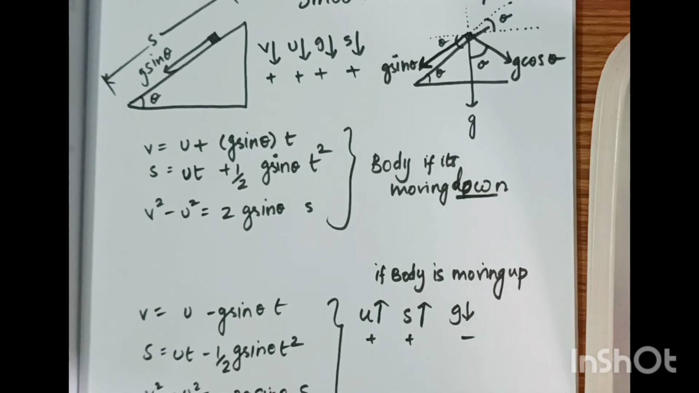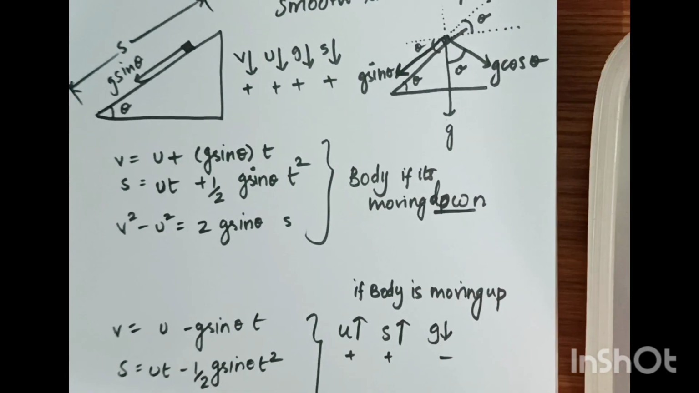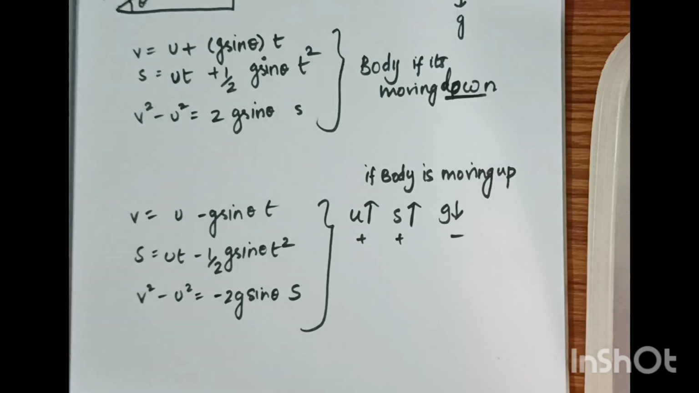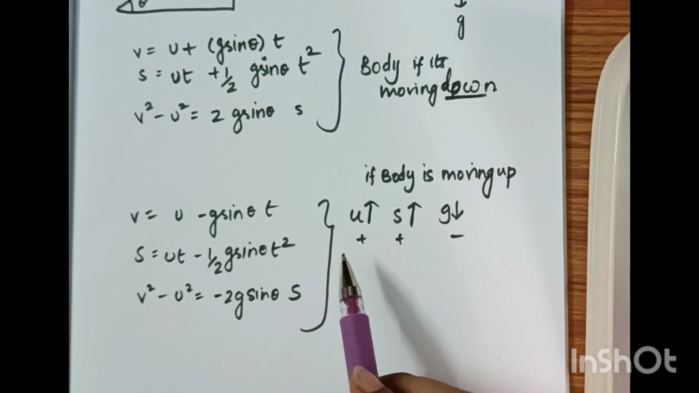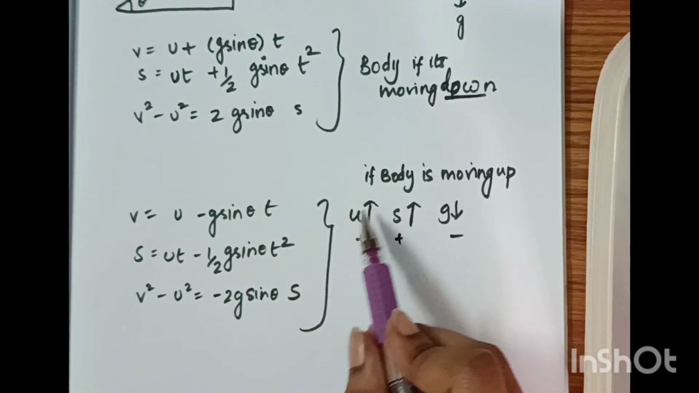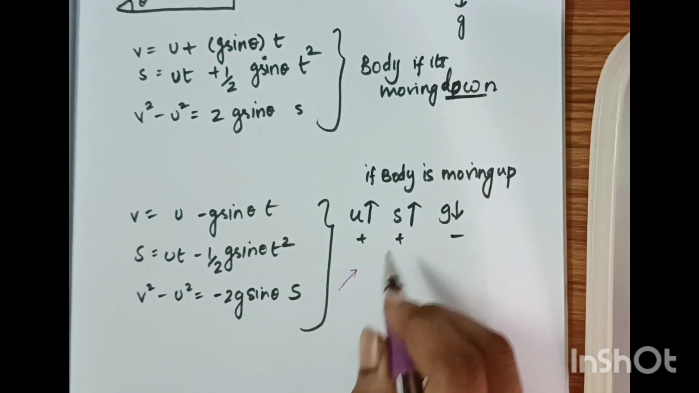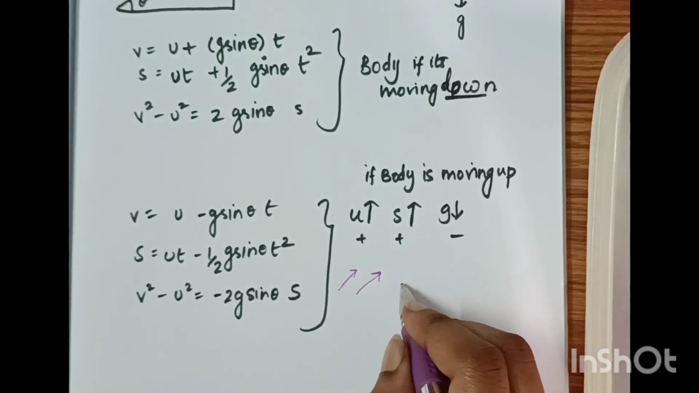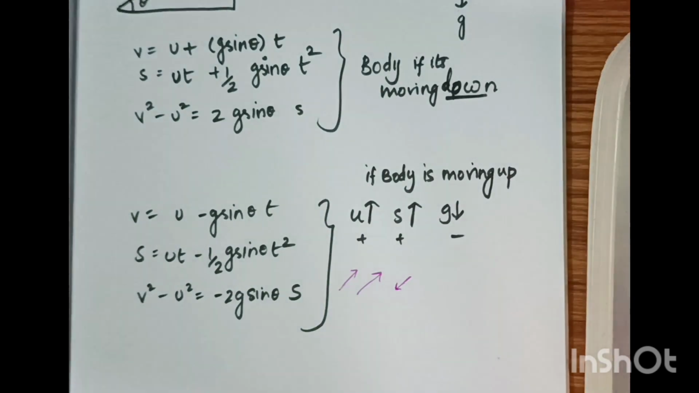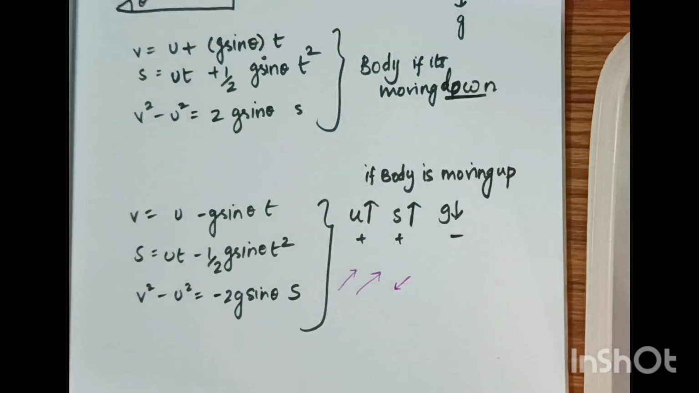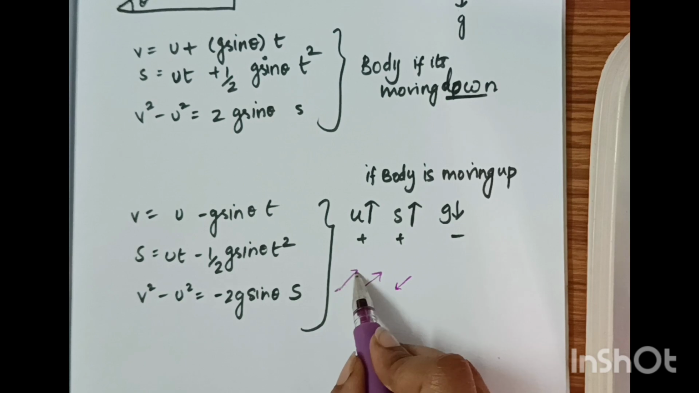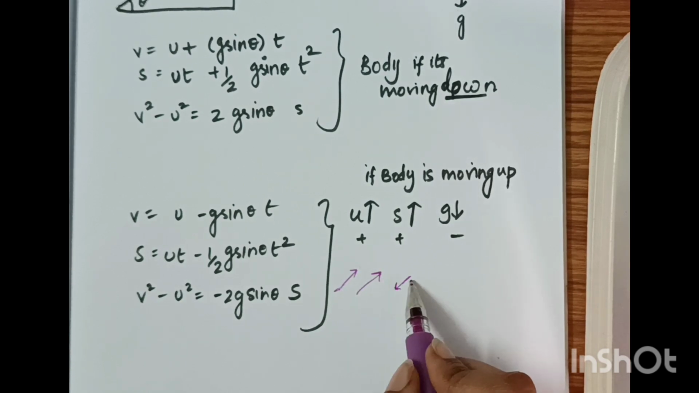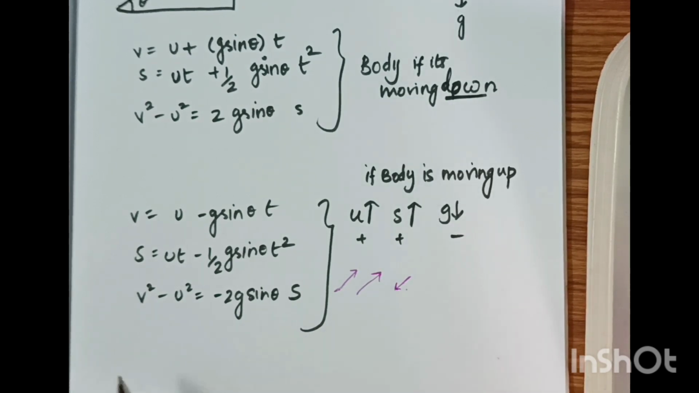If the body is moving upwards, then something is going to change. If the body is moving upwards, then u is upward, so u will be directed like this. s is also upward, directed like that. But g will be like this. We have to consider g only in the direction of motion. So if we are considering this as positive and this as positive, then this should be negative. Let us take it like that only.